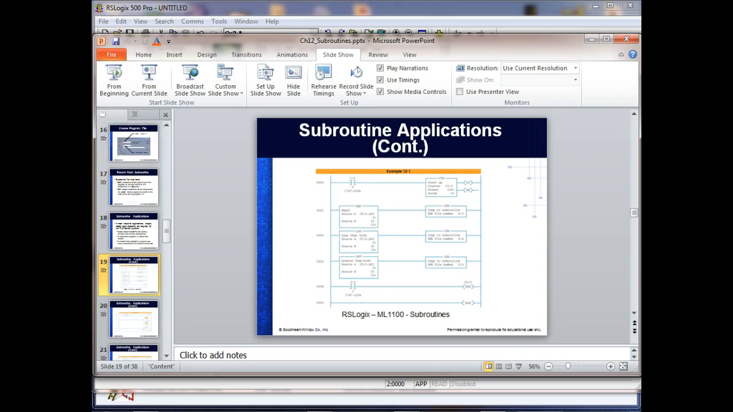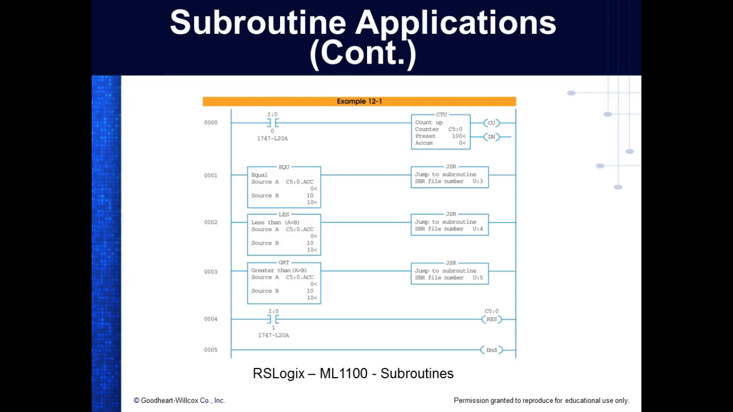So this would be conditional subroutines, right? Here they're using compare instructions. This would be definitely conditional. So they've got a counter, and if it's equal to 10, they will run this subroutine. If A is less than B, it'll run this subroutine. If A is greater than B, it'll run this subroutine. This will reset the counter. Are we okay?